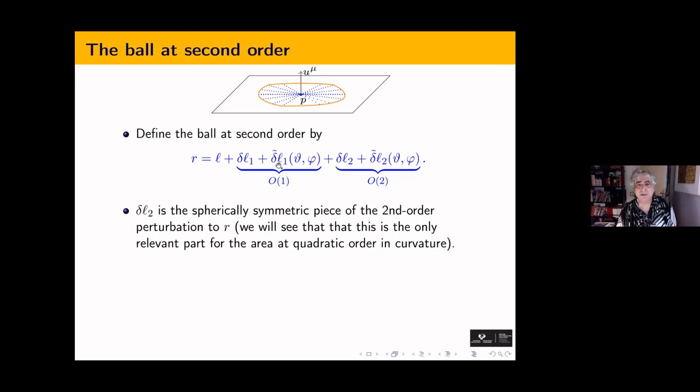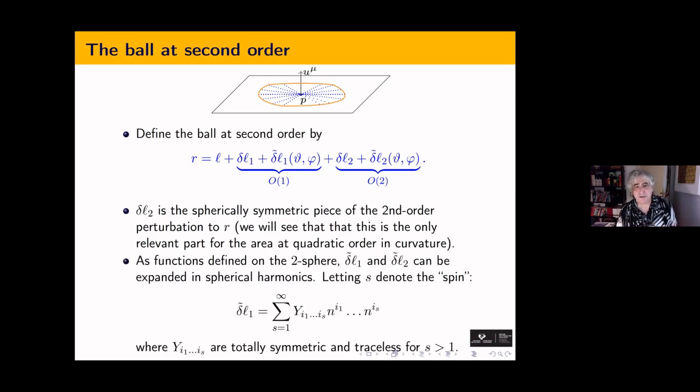And these other parts, the delta tildes, depending on the point on the sphere, they can be expanded in spherical harmonics. So this is what I'm going to do. I take the delta tilde L1, this part here, and I expand this in spherical harmonics. This is just writing this expansion. I am not taking the S equals 0 part because this is already there. And these numbers here, these are totally symmetric and traceless things for S greater than 1. So this is the traditional spherical harmonic expansion.